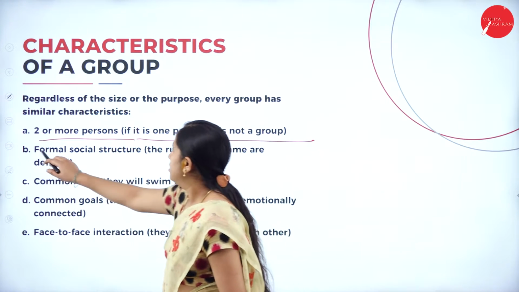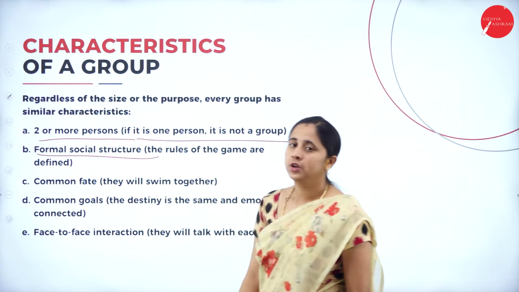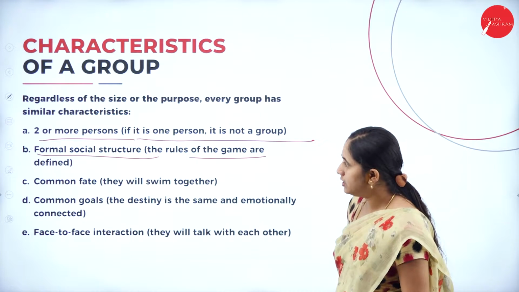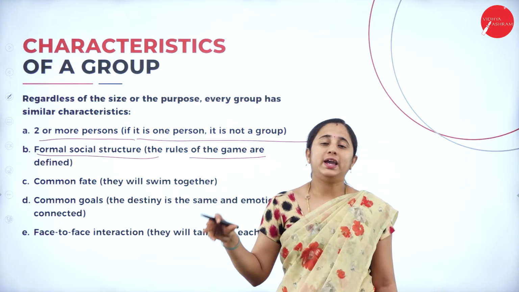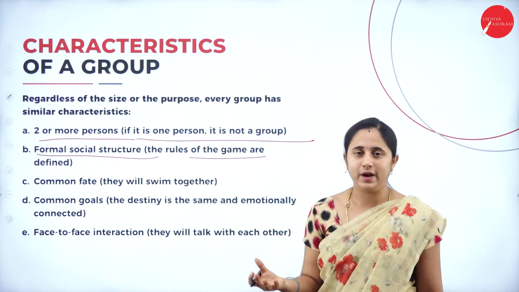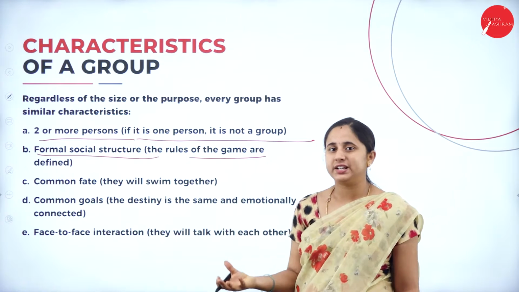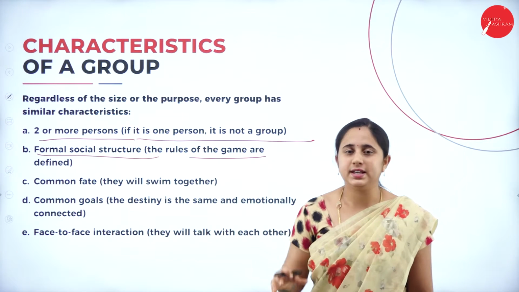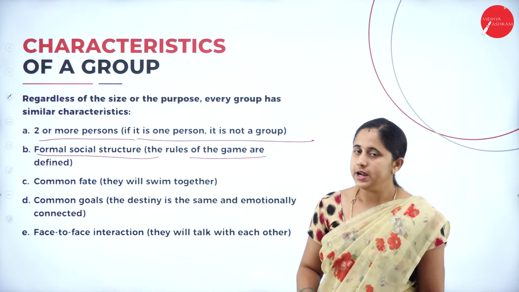Formal social structure. So there should be a formal social structure. The rules of the game are defined. So why is this group formed? The objective of the group, the final objective or task, should be assigned. Rules and regulations should be defined.